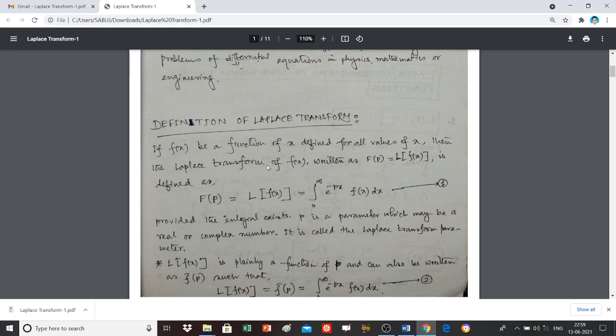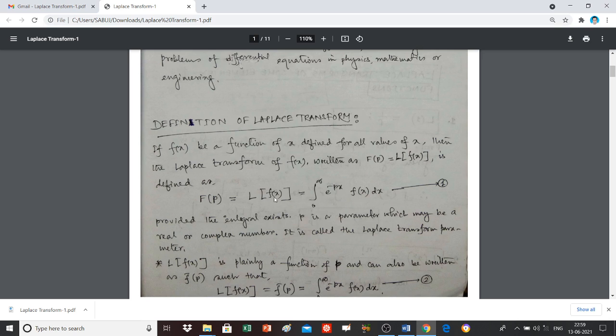So let us consider we are given a function f(x) which is defined for all values of x. Then the Laplace transformation of this function f(x) is denoted by F(p), that is equal to L, that means Laplace transform, of f(x), and it is mathematically defined as F(p) equal to L[f(x)] equal to the integral from 0 to infinity of e to the power minus px f(x) dx. This is the mathematical definition of Laplace transformation. You should remember this definition.